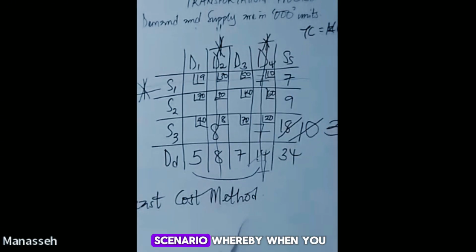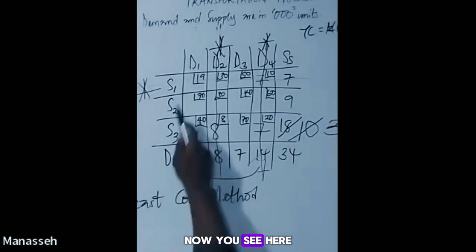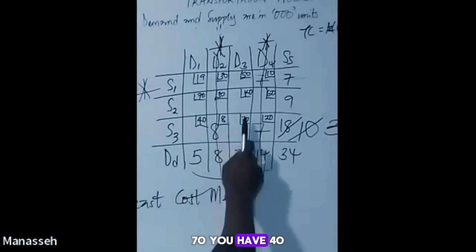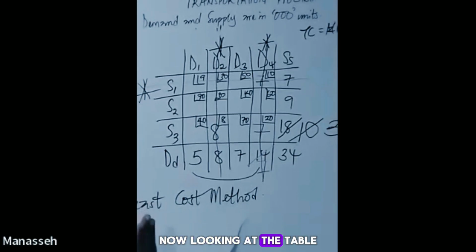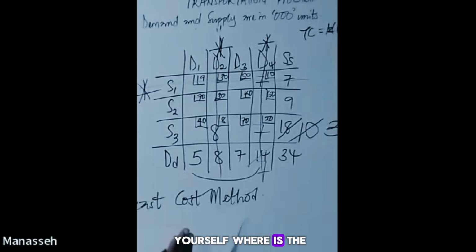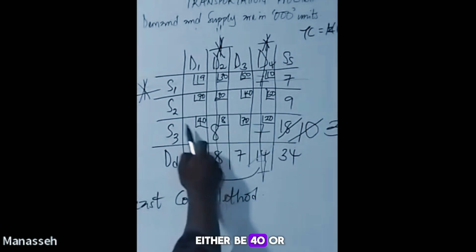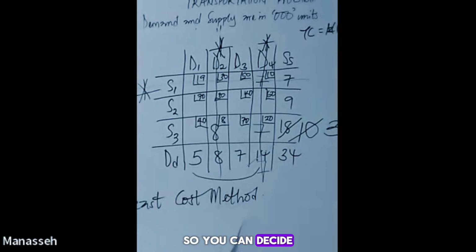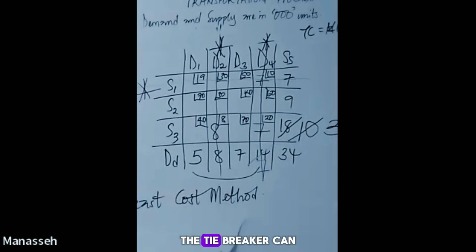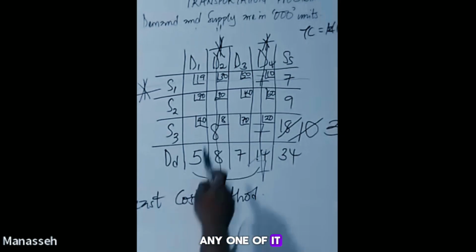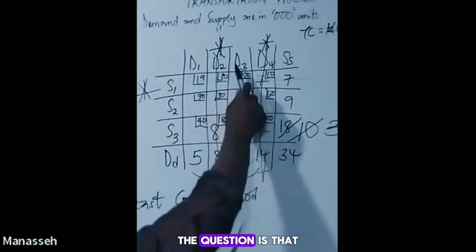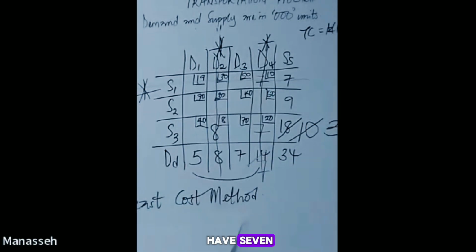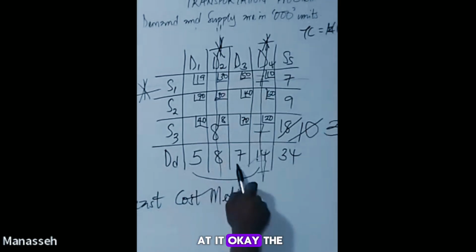Now, we have a scenario where, when you look at the table, you have 70, you have 40, you have 70, then you also have 40 here. Looking at the table clearly, when you ask yourself where is the least cost, it can either be 40 or 40 here. In a scenario like this, the tiebreaker can be to just try any one of them. So you can decide that you are starting from S2. At this S2 point, what is the demand? The demand is 7.